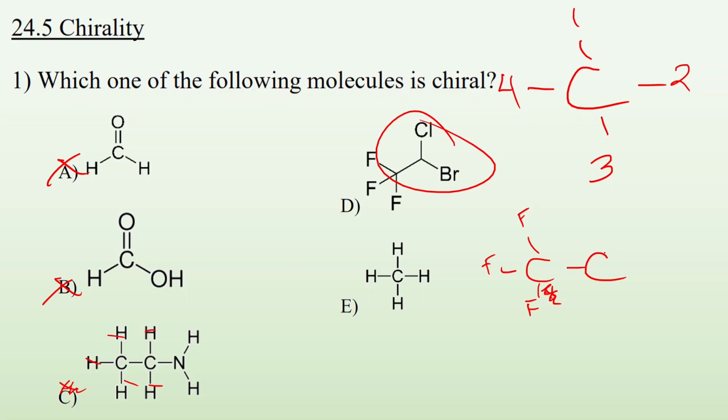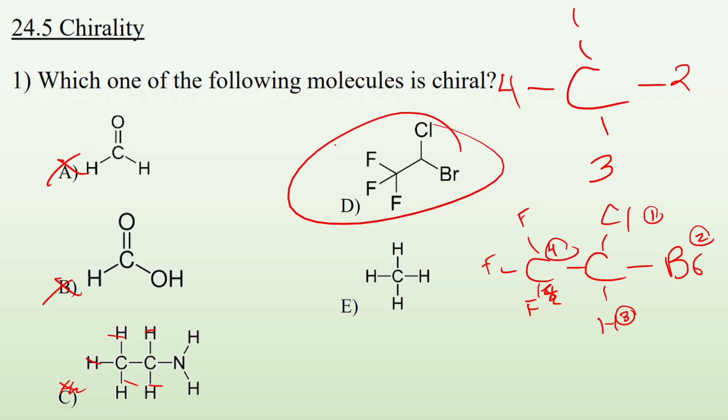But what about this one? We have a chlorine, we have a bromine, and what else is there? It must be a hydrogen. So if you count them, we got 1, 2, 3, 4 different substituent groups. So choice D will be chiral, and then choice E definitely not.